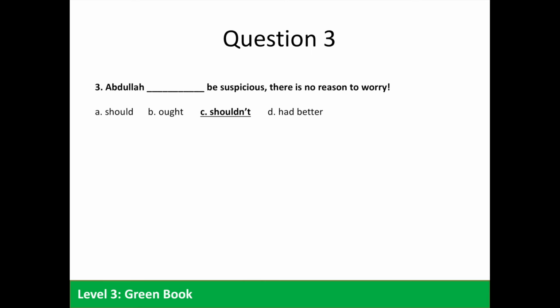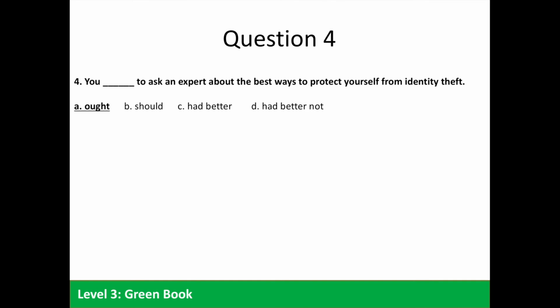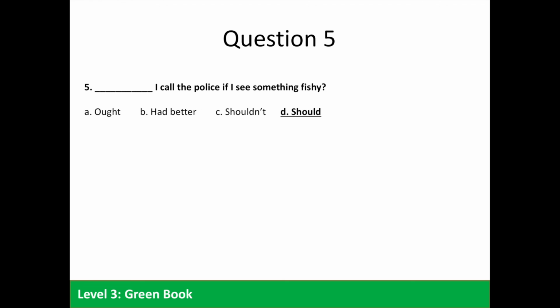Question 3. Abdullah blank be suspicious. There's no reason to worry. Again, if there is no reason to worry, we need the negative. We don't have to be suspicious, so C is the correct answer. Question 4. You blank to ask an expert about the best ways to protect yourself from identity theft. Again, if we look at the blank, we have a small clue. We have the preposition to, so we know that to connects with ought to. So A is the correct answer.